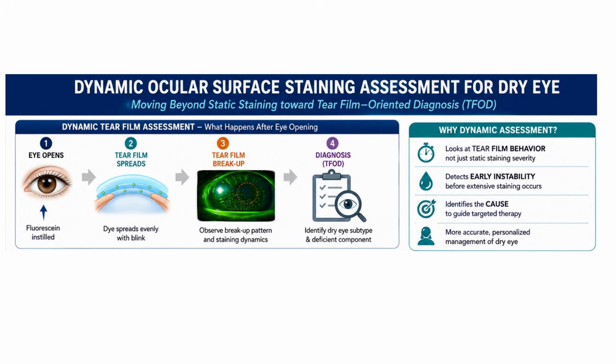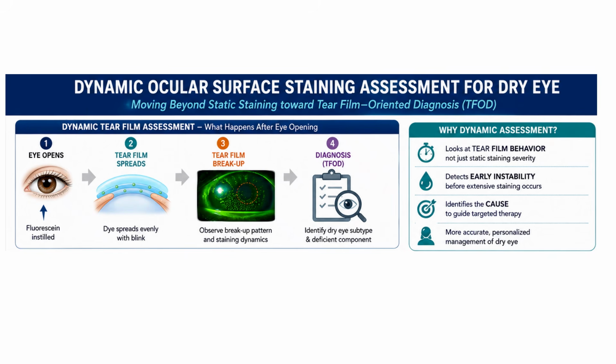Another test is the dynamic ocular surface staining assessment for dry eye. This is very important because all along we have been considering the ocular surface as a photograph, but this considers it to be a video. Once fluorescein is instilled and the eye opens, the tear film spreads. We observe the tear film breakup, the breakup pattern and the staining dynamics, and this will give the diagnosis.